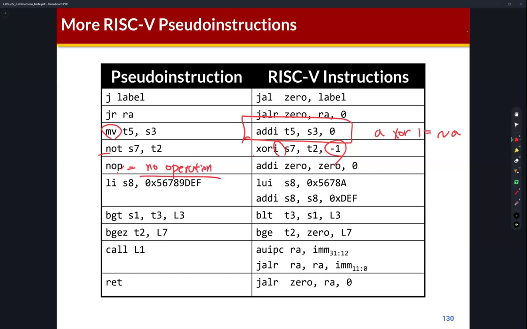So no operation means that it just consumes one clock. It does nothing, no operation, but it consumes only one clock. So this is the actual instruction of nop: addi x0, x0, 0, right?